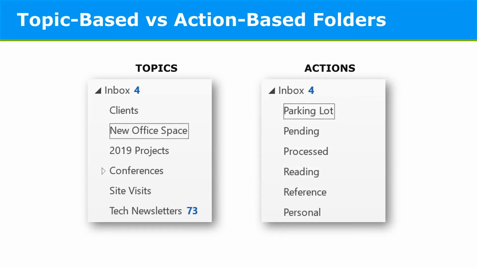Consider moving from a topic-based to an action-based folder structure. This will be a lot simpler. For instance, pending, parking lot, processed, reference. There might be a reading folder, messages you download for times when you are on travel or not so focused on your inbox. Personal. That is, action-based folders give you a place to move messages without having a really complex system of folders. Now, as you explore which approach works best for you, another option is to apply a hybrid mix of topic and action-based folders.